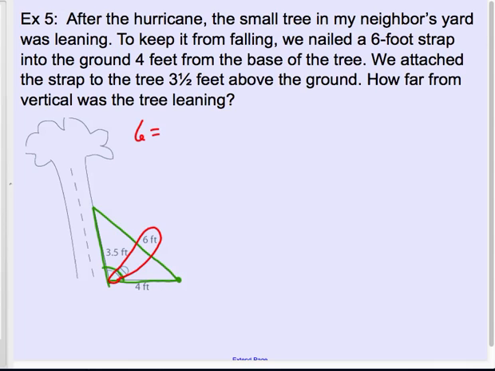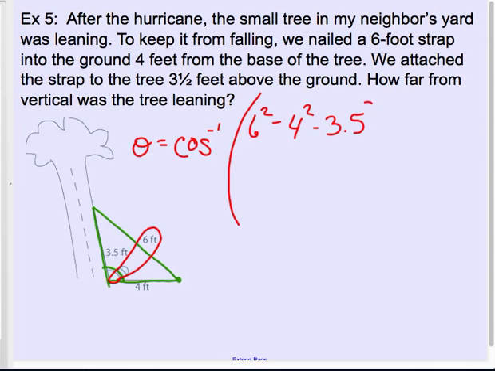So we start with 6. This one is the angle one, so we're going to use our angle formula. So this one is theta equals cosine inverse of, we start with that 6 feet, so the 6 squared minus the other 2 sides squared, 4 squared minus 3.5 squared, all over -2 times 4 times 3.5.